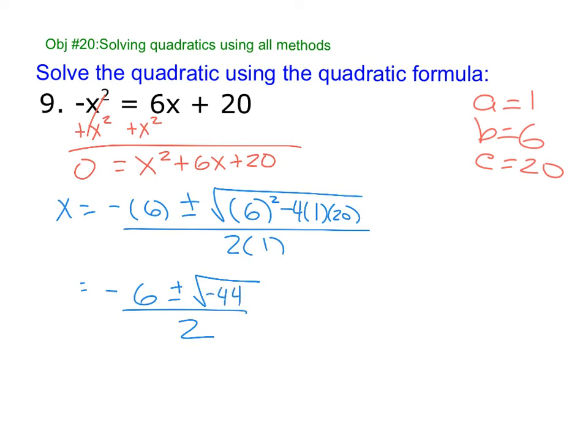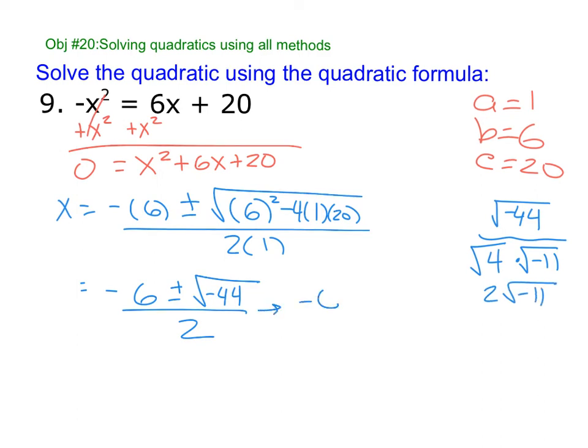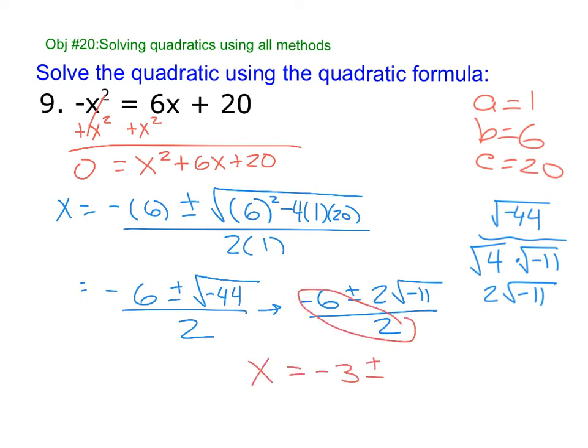All right, so we do have more work to do though, because what can we do to 44? 44 we can simplify. What perfect square goes into 44? 4. It's 4 times negative 11. Square root of 4 is 2, so 2 root negative 11. So this becomes negative 6 plus or minus 2 root negative 11 all over 2. And then finally, we're going to divide. 6 divided by 2 is negative 3. 2 divided by 2 is 1.